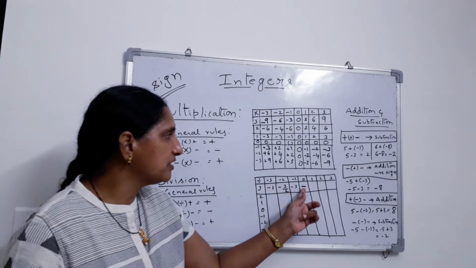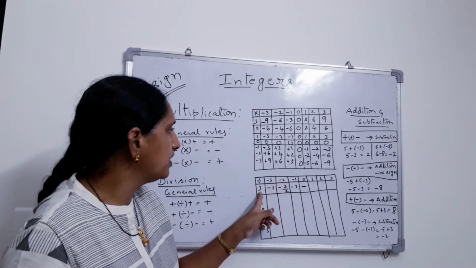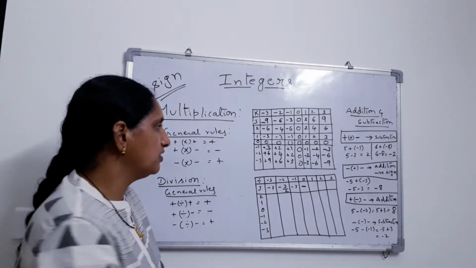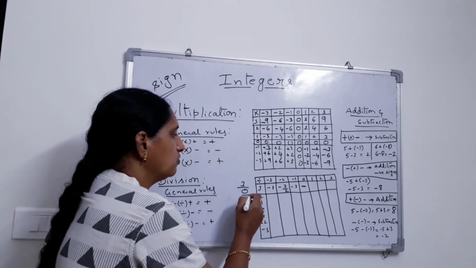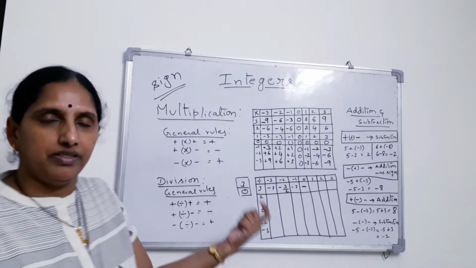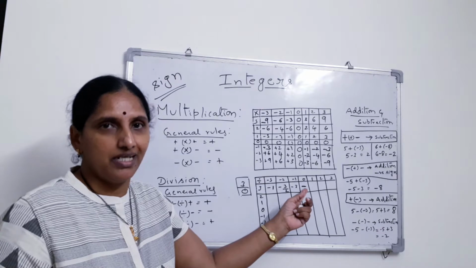So here what we were discussing, 3 divided by 0. 3 by 0, right? This is the thing. So something divided by 0 is not determined. We say it is infinity. But infinity is not a number, thus we are leaving it as a dash here.